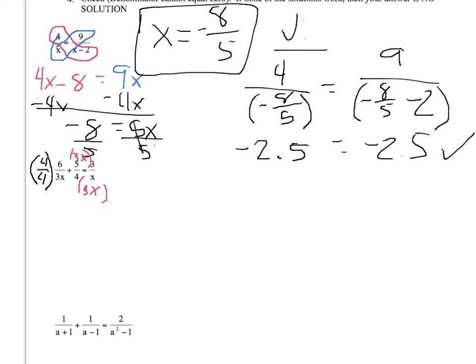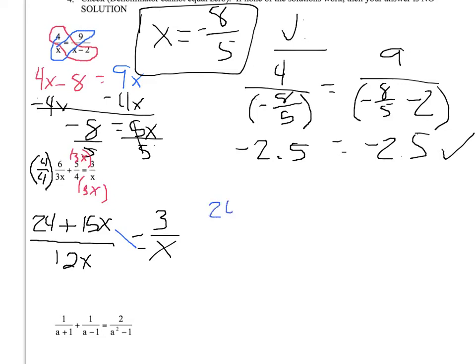Okay, so then we're going to get 4 times 6 is 24, plus 5 times 3x is 15x over 12x equals 3 over x. Now that you have one fraction on the left and one fraction on the right, we can cross multiply. So cross multiplication, 24 plus 15x times x is going to be 24x plus 15x squared equals, on the other side, 12x times 3 is 36x.